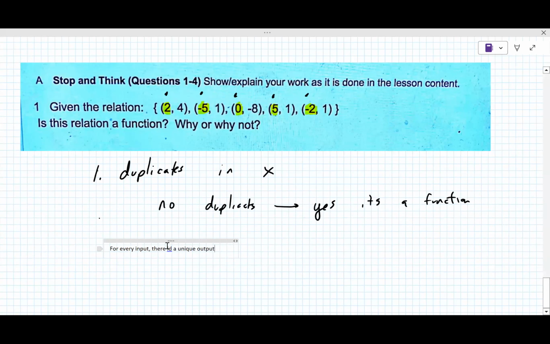Let me correct that spelling there. Should I write that in my problem, saying for every input? Yeah, I would add that. Right, I'm writing that real quick, because maybe my teacher will need that. That's important to me.